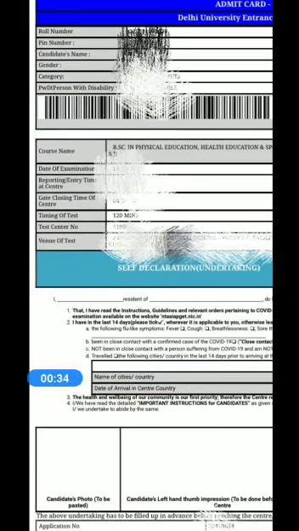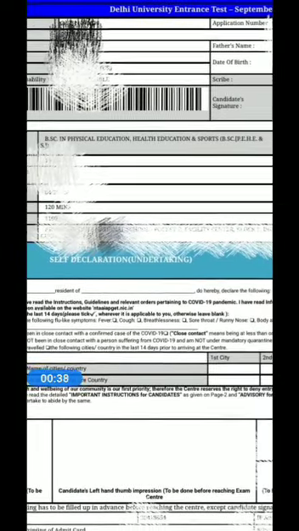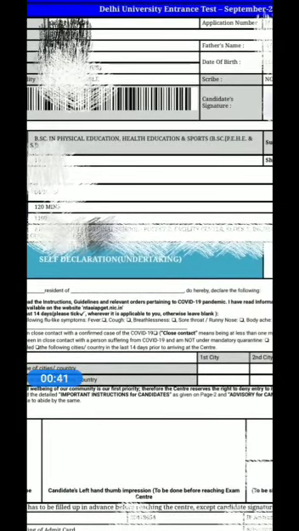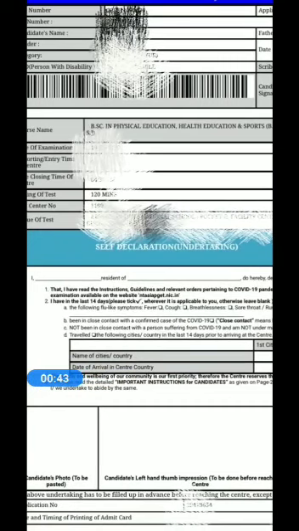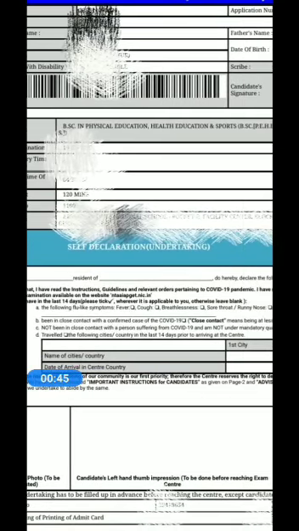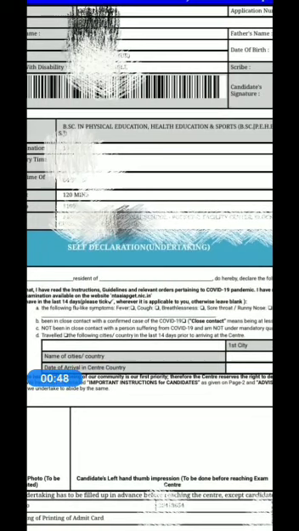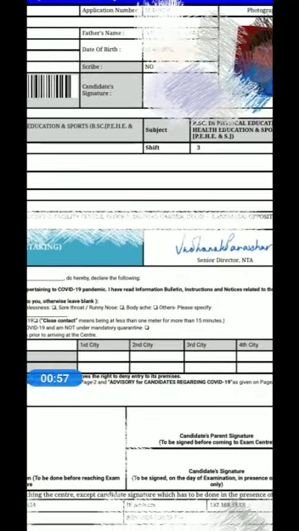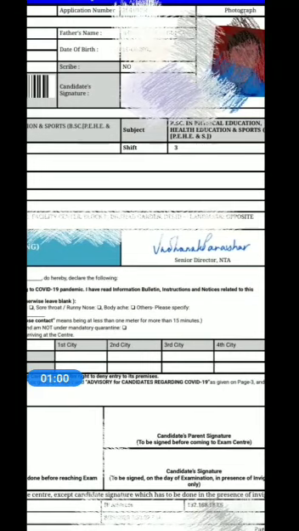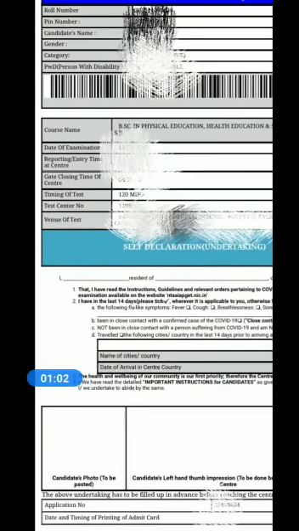You need to write your name just after the I, then resident of your address. Hereby declare the following. So the first point is that I have read the instructions, guidelines, and relevant orders pertaining to the COVID-19 pandemic. I have read the information bulletin, instructions, and notices related to this examination available on the website.